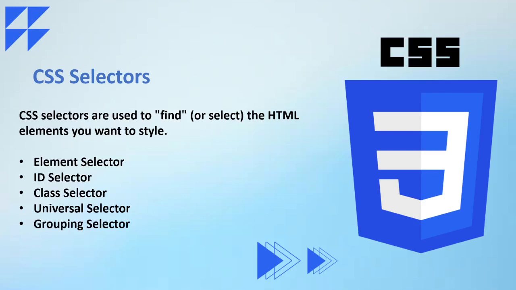Hello everyone, let's now understand about CSS selectors. CSS selectors are used to find or select the HTML elements that you want to style in your HTML file. There are different CSS selectors available to us: element, ID, class, universal and grouping selector. Let's look at each one of them one by one and let's apply CSS using these selectors.